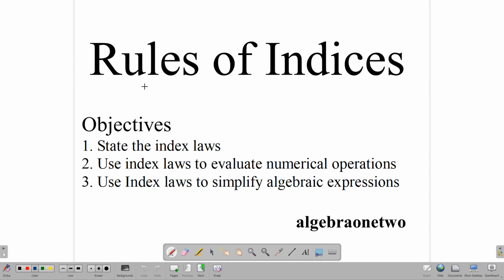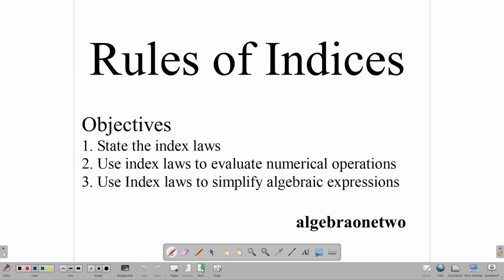Indices play a very important role in our understanding of algebra and how algebraic terms relate to each other, especially when we're multiplying or dividing those terms. And so it is very important that we spend some time to look at algebraic terms through the eyes of indices and see how we can use those indices or index laws to evaluate numerical operations and also how to use them to simplify algebraic expressions.